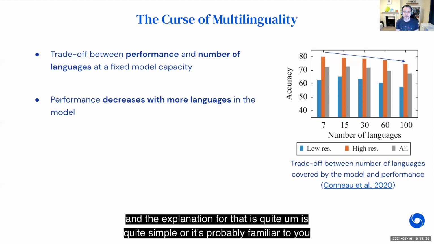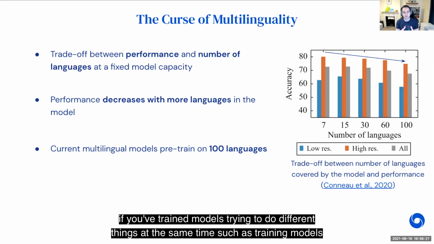The explanation for that is quite simple, or it's probably familiar to you if you've trained models trying to do different things at the same time, such as training models in different domains or multitask models in different tasks. Because the more things you try to do with the model at the same time, the more different tasks or languages compete for the model's limited capacity. So the less capacity, or the fewer parameters, the model ultimately has to dedicate to modeling each particular setting well.